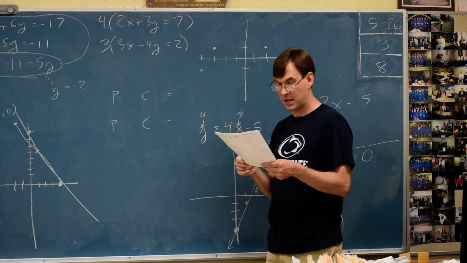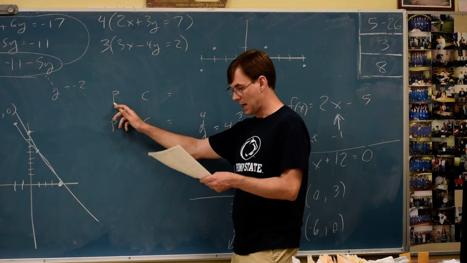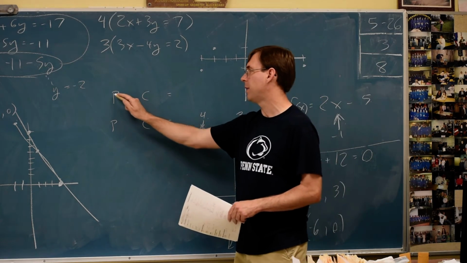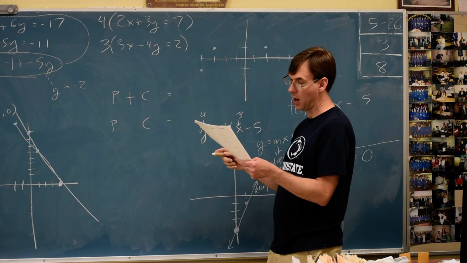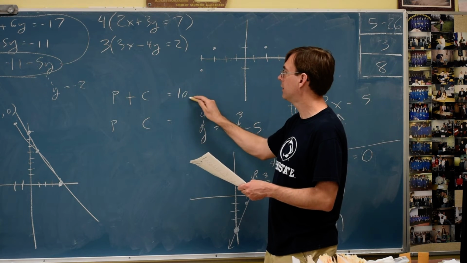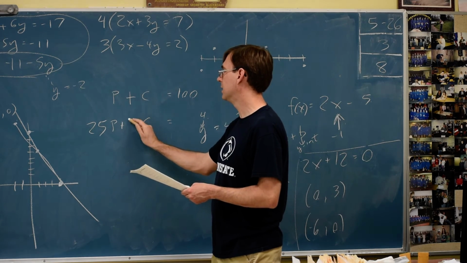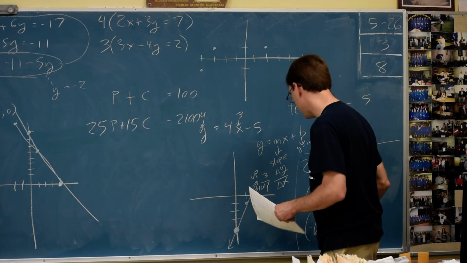49, we have pens and pencils and costs and things, so we need to write our own story. On my paper I did X and Y. On the board I'll do P for pens and C for pencils. But the pen plus pencil count is 100. If we involve the money, 25 for pens plus 15 for pencils is 2,100.